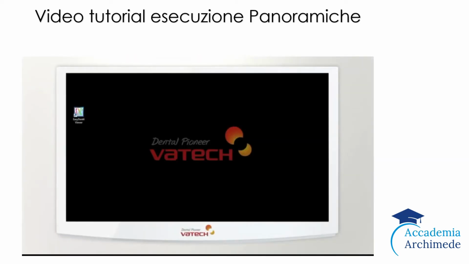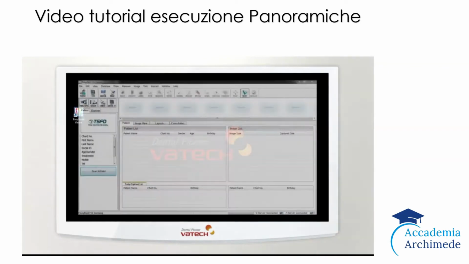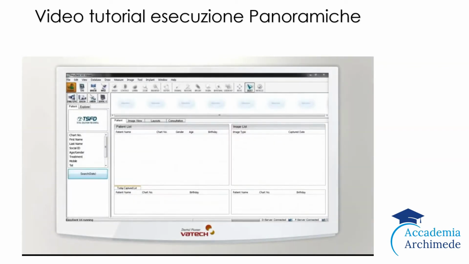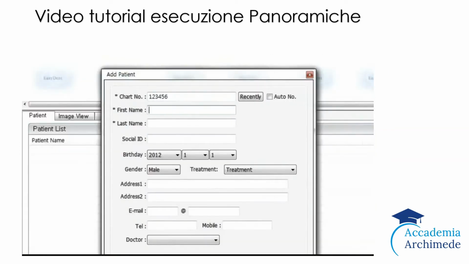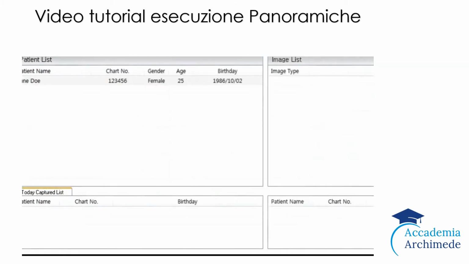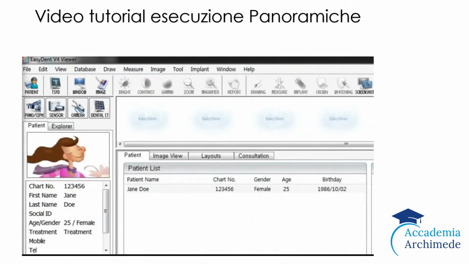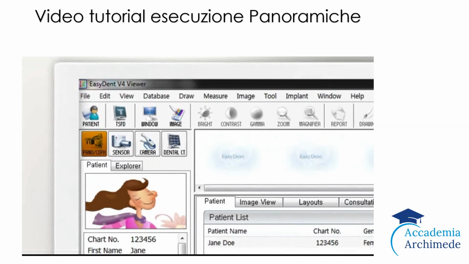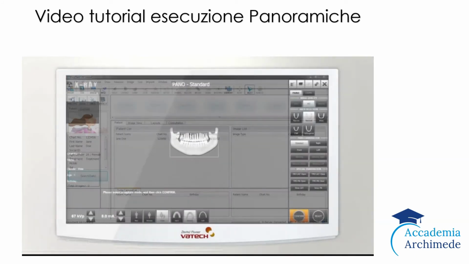Before image capturing, execute Easy Dent and register the patient information. Enter chart number, name, date of birth, gender, and address of the patient. Then click Add to complete patient registration. Then click the Pano icon on the Pano Ceph field to run capture software.